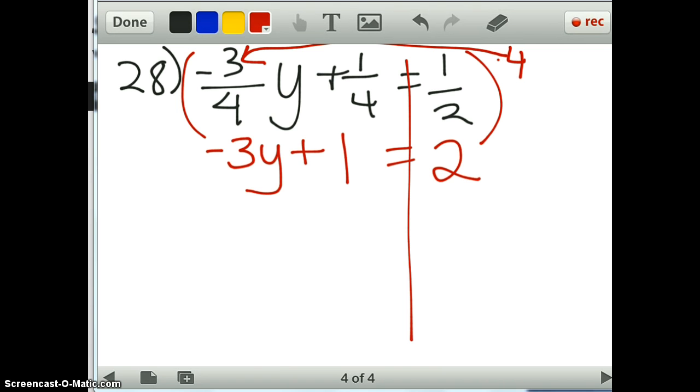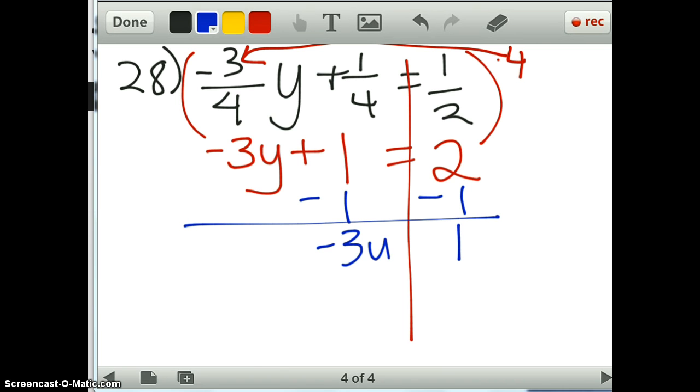Now it's a nice problem. This bottom one in red is way nicer than the black one, in my opinion, because you've gotten rid of those fractions. So now I've got to undo, do I undo the plus or the times negative 3? Got it. Minus 1, minus 1. So I get 1 and negative 3y over here.